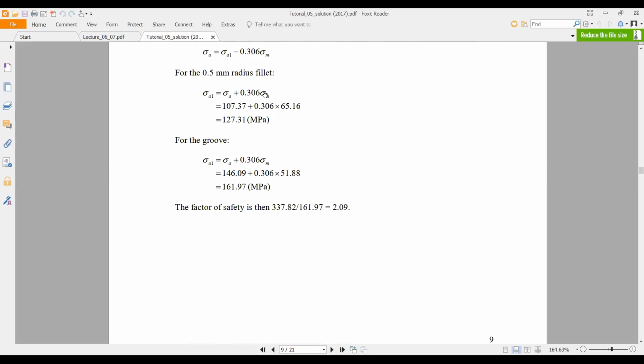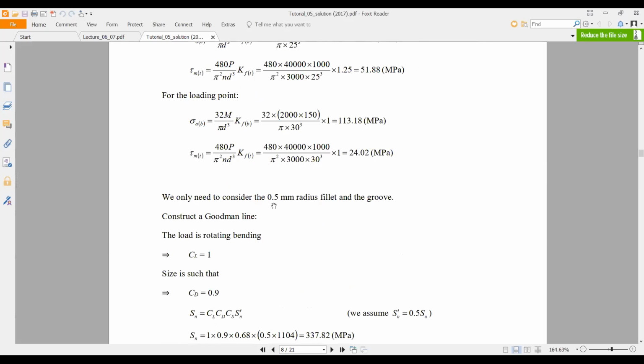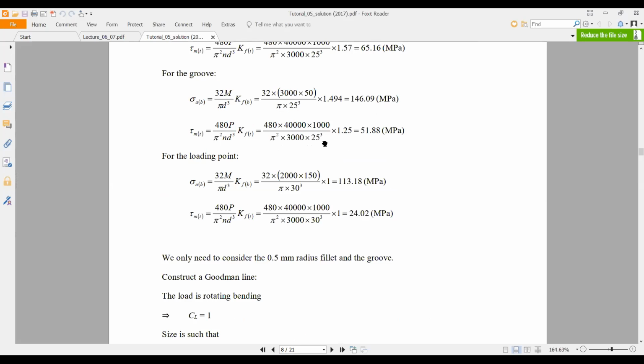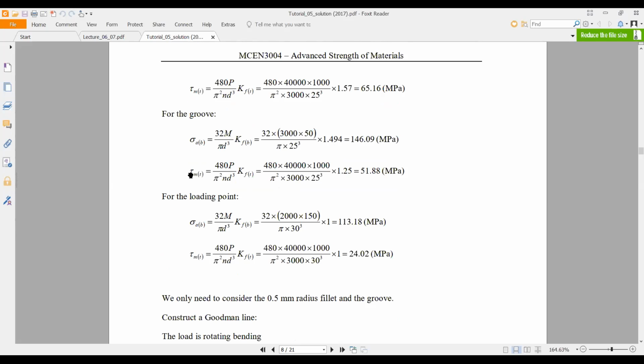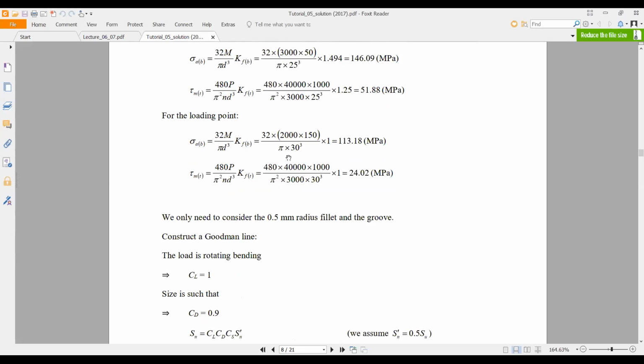So you need to do the calculation. If you want, you can do it for each fillet, each groove and loading point, and find the maximum alternative value like this. But here, what we are going to do is narrow down the points we are going to calculate. If you can easily see that the maximum alternative stress and maximum mean stress are both at the groove, you don't need to calculate for the other points, just for the groove. But here, the fillet and the groove separately reach the maximum stresses for the mean stress and alternative stress. So you need to do the calculation for the groove and fillet separately.